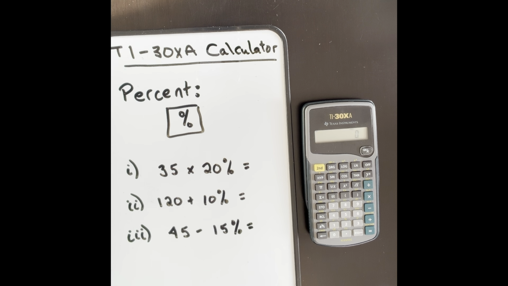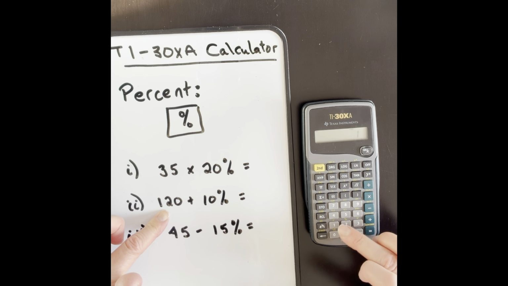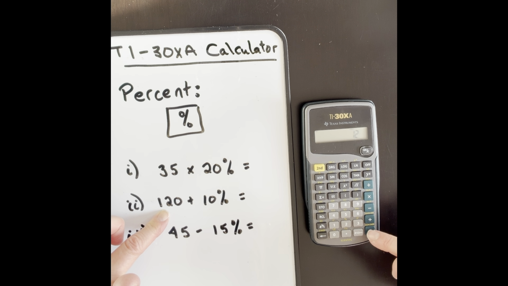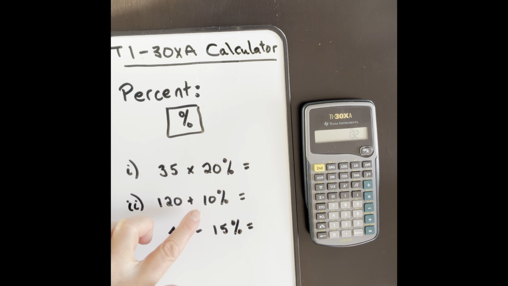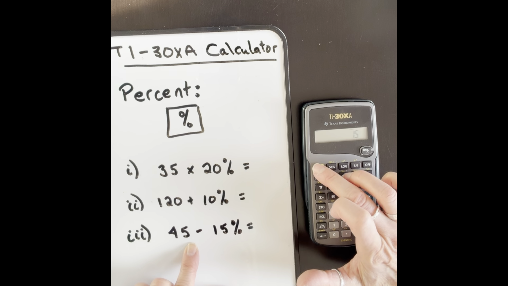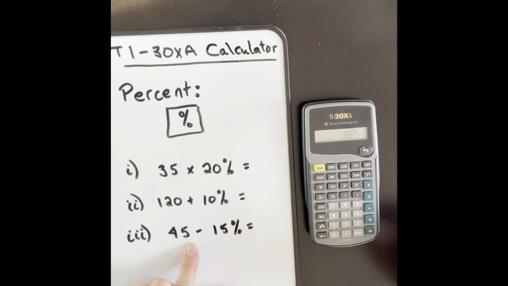You can also use this percent key if you're adding or subtracting a certain percent. So let's do our next example, 120 plus 10%. So 120 plus 10%, second function 2. So that's showing 10% of 120, but again, we have to press equal to finish it. So 120 plus 10% is equal to 132. Same idea if we subtract a certain percent, 45 minus 15%, finish it with the equal sign, is 38.25.